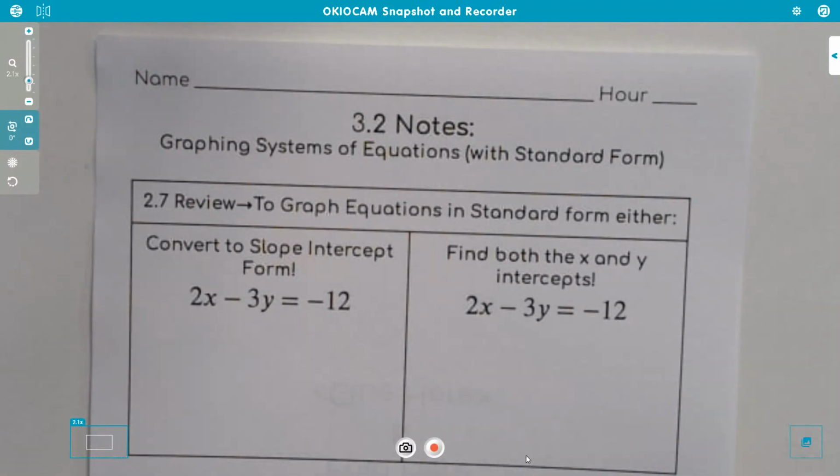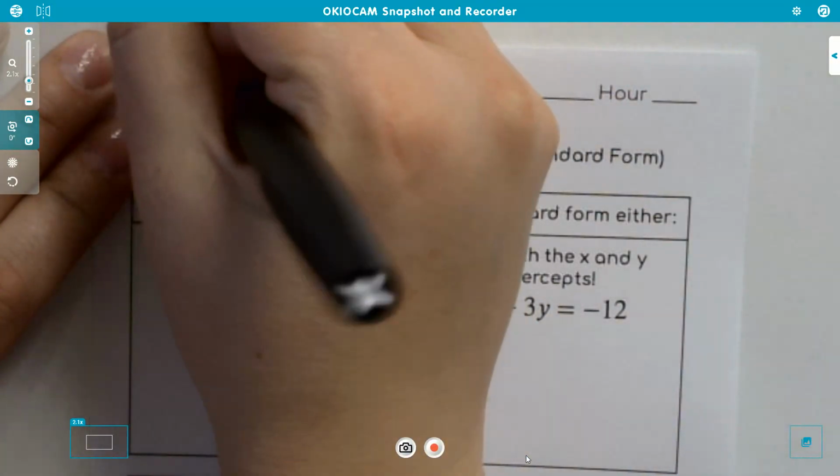Hey, so we are graphing systems of equations where one of our equations is in standard form. We could give you problems where both equations are in standard form, but we figured let's keep half the things in slope-intercept form. I don't know. That's the decision we made at some point.